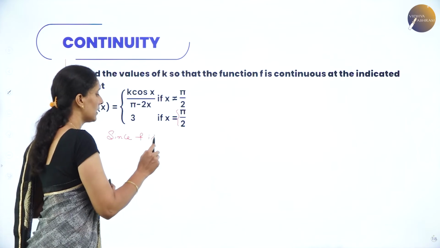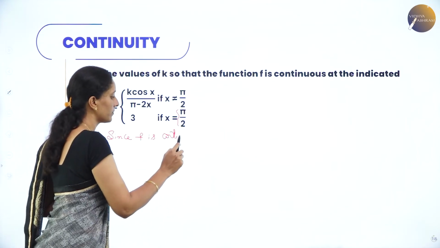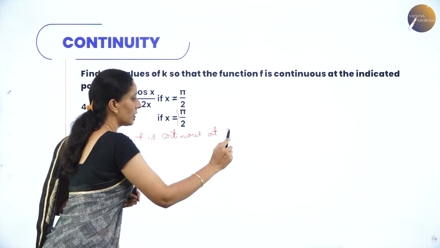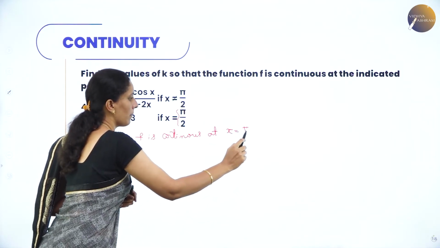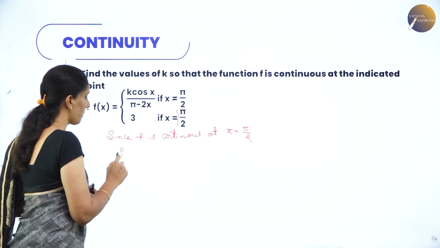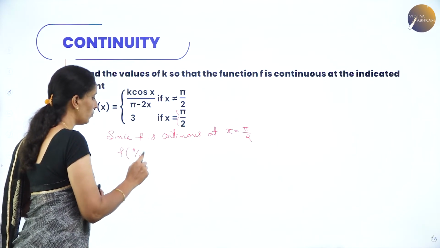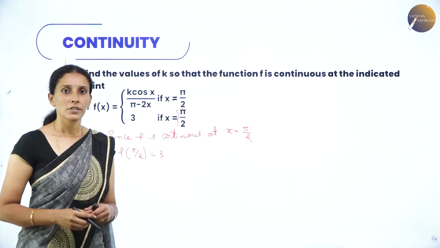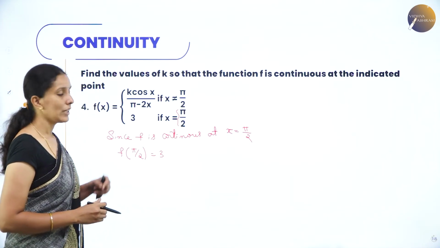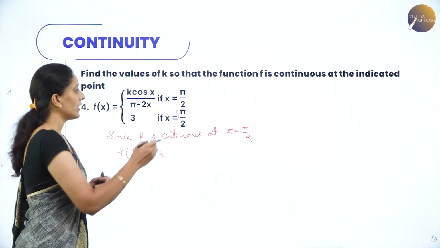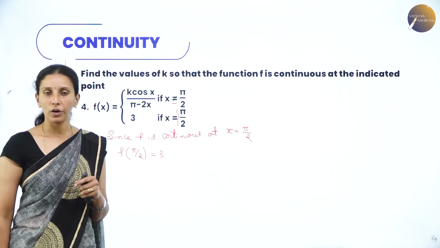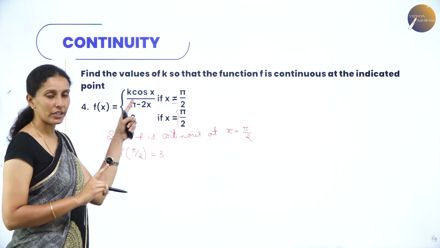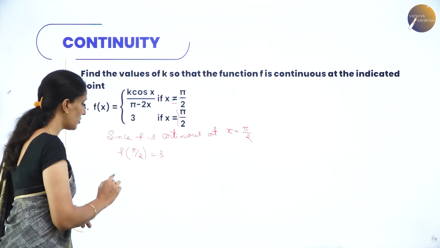Since f is continuous at x is equal to pi by 2, f of pi by 2 will be equal to 3, because at x is equal to pi by 2 the value is 3. Now let us find the limit of the function. Whenever the function is given in this form with not equal to, both LHL and RHL have the same value here. So just find the limit of the function.